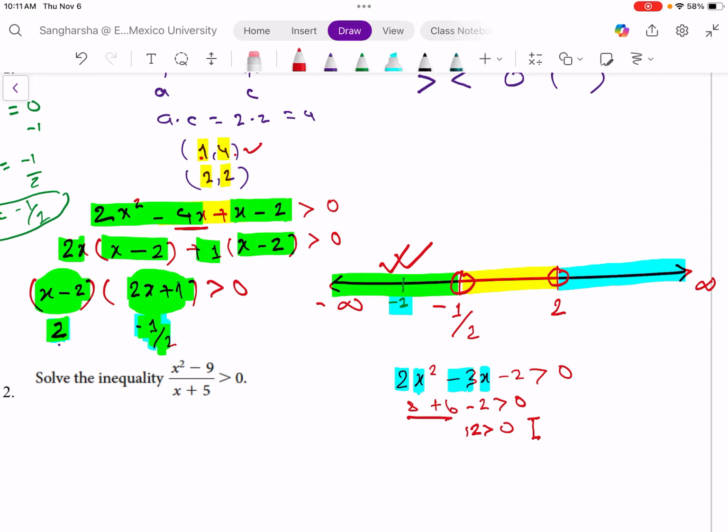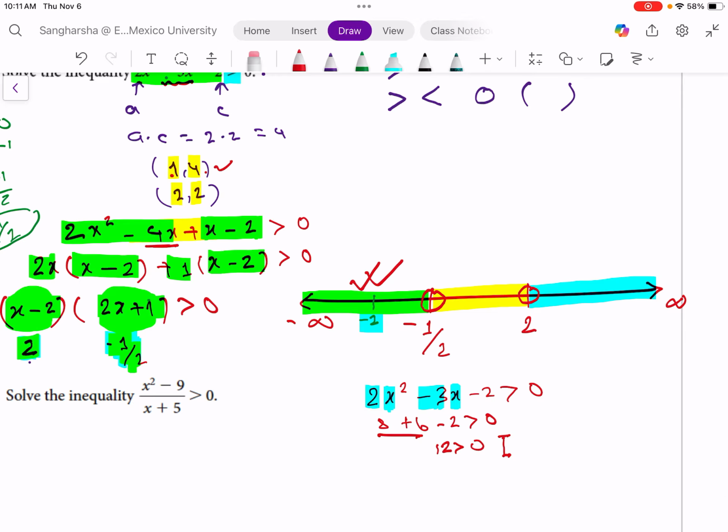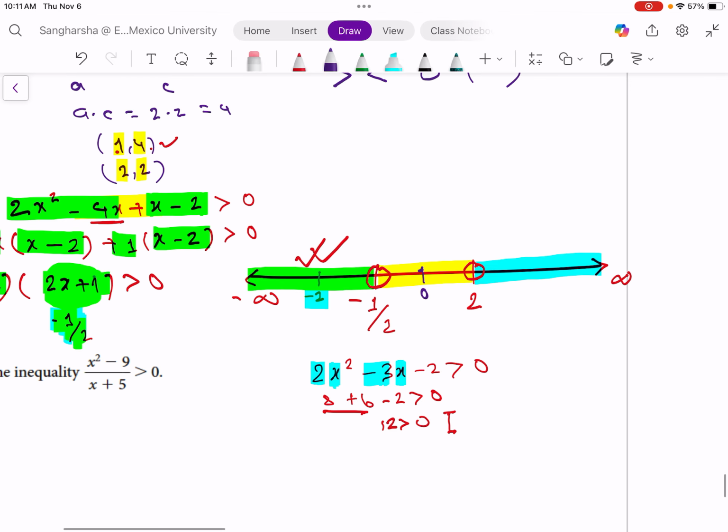Now let's check our next interval. What number do you want to pick in between negative half and 2? 0, right? It's the easy one. Now if our testing number is 0, is the inequality true? So let's replace x by 0. 2 times 0 squared is 0, minus 3 times 0, minus 2 greater than 0. So we have negative 2 greater than 0. Is it true or false? This is false, so this interval is not a solution.